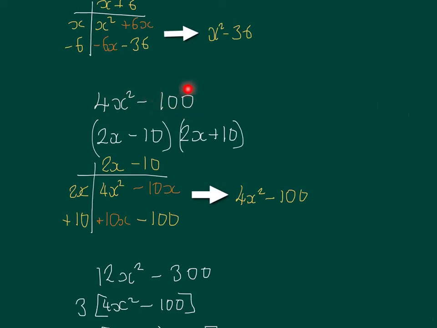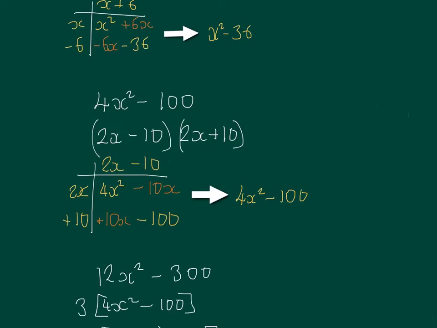The square root of 100 is 10. It's a difference. Square root of 4x squared, 2x, 1 in each bracket. Square root of 100 is 10, 1 there and 1 there. So it's 2x minus 10, 2x plus 10. I've also again drawn it in the usual grid formula so you can follow that through. You can stop the video and have a look and see if you're not too sure.